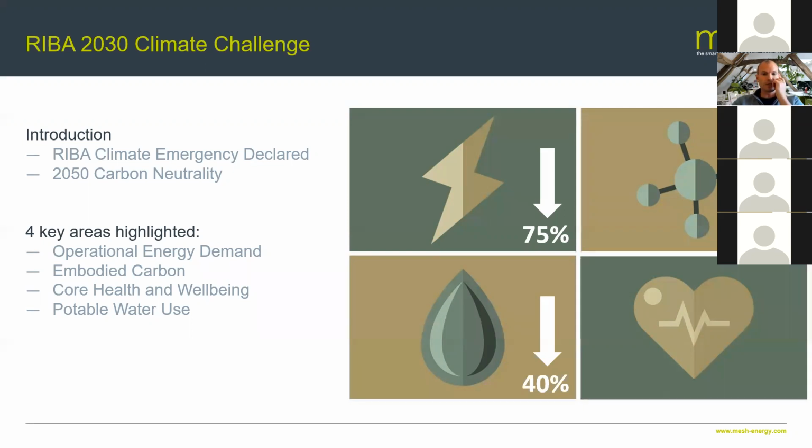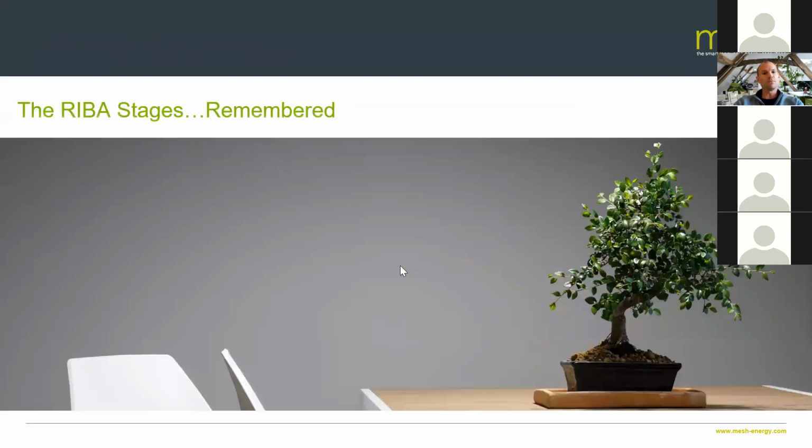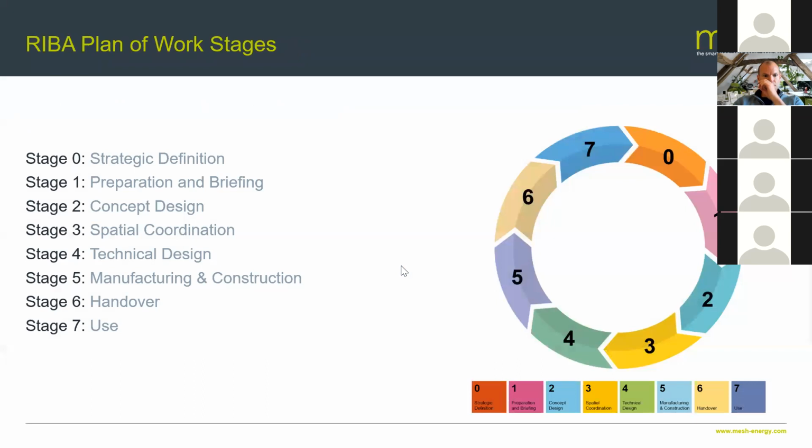And we're going to be talking around this as part of this presentation to make it a bit more meaningful. So the RIBA stages, these should not be a mystery to you guys. There are essentially 8 stages, labeled 0 to 7. We've got strategic definition, preparation and briefing, concept design, spatial coordination, technical design, manufacturing and construction, handover, and in use, and post-occupancy evaluation.